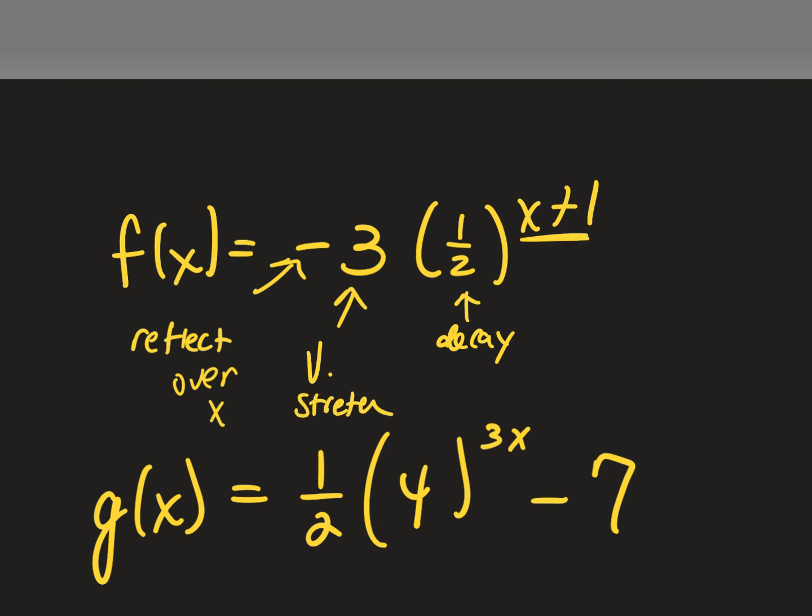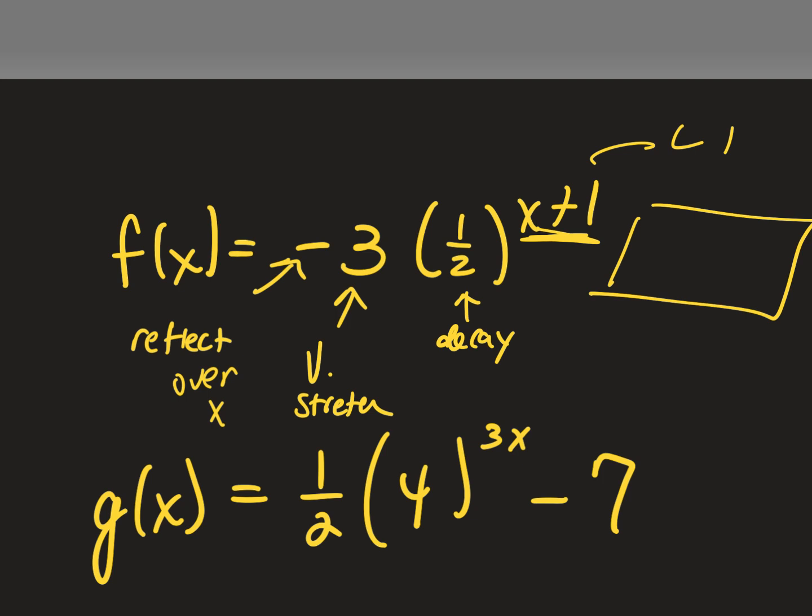And then in my exponent, I have x plus 1. So where's that going to move it? To the left, left 1. Good. What is my horizontal asymptote right here? Is there anything being added or subtracted out there? No. So it'd be y equals 0. My domain's going to be negative infinity to positive infinity.